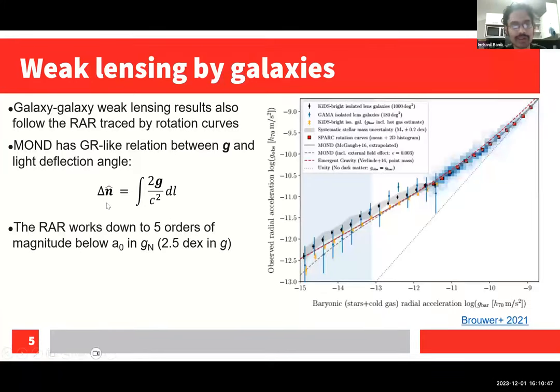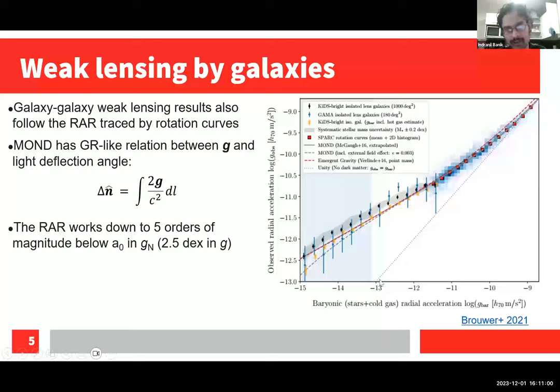So if you try to then use this relation combined with observations of weak gravitational lensing of background galaxies by foreground galaxies, you can probe the gravitational field. Again, you can plot the Newtonian gravity along the x-axis. And these additional points are the so-called weak lensing area, which extends the disk galaxy area down by another 5 orders of magnitude in gN, or equivalently 2.5 magnitudes in g, because in this limit, g is basically equal to the square root of a0 gN. They're both under the square root. So MOND seems to work fairly well.